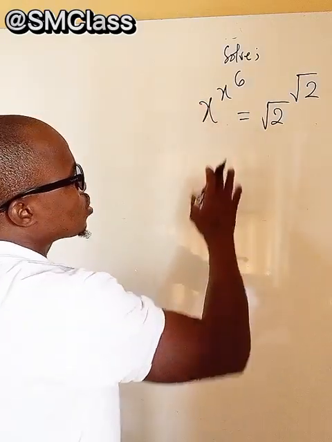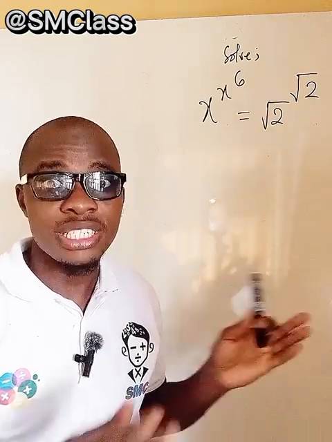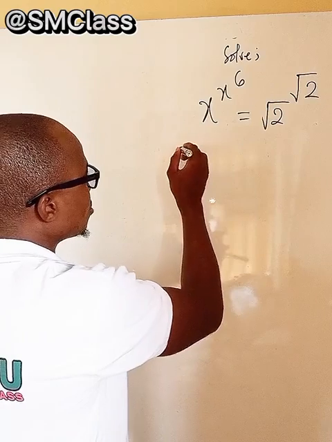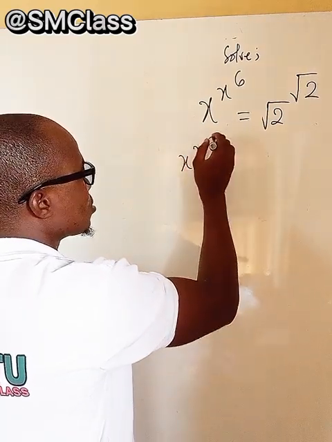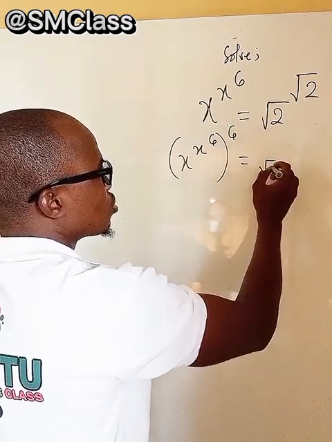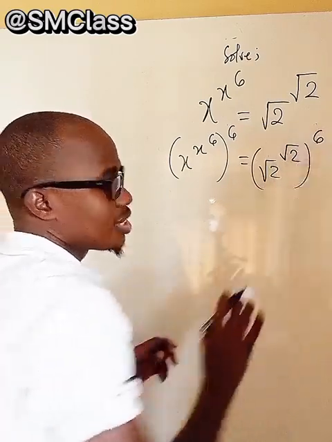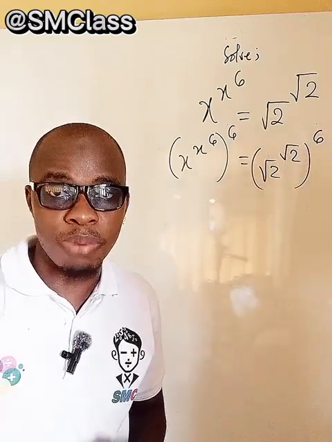Now, the first thing we are going to do is take the sixth power of both sides. This is going to be x to the power of x to the power of 6, then all to the power of 6, equals root 2, then to the power of what? To the power of 6. That's what I mean by the sixth power.